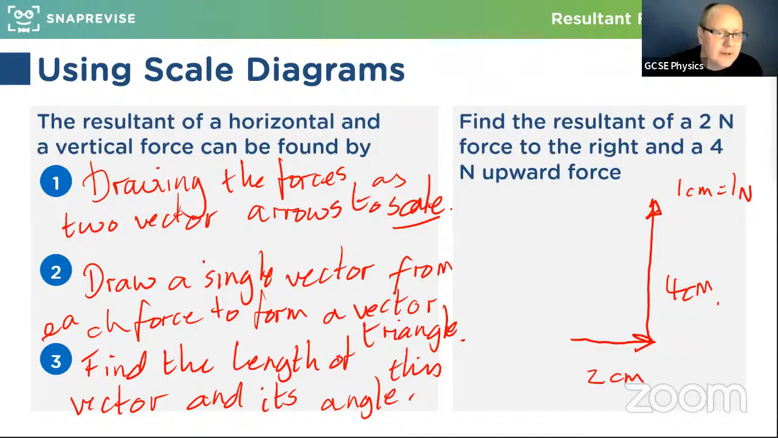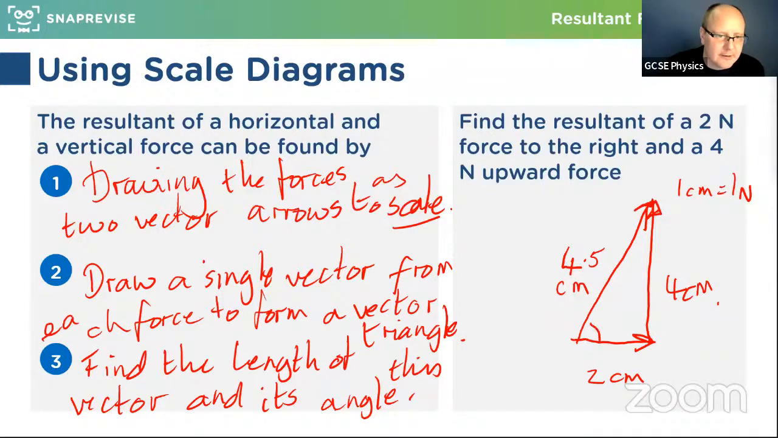And then we can join up the tail of one force vector to the tip of the other. So if I start to draw from there and meet my 4 centimeter line there. Now, the length of that line we can then measure. So if we measure that, we find that will be 4.5 centimeters. So doing it all to scale and being very accurate with these drawings. The key is to be nice and accurate. Always take a sharp pencil in the exam and make sure you draw these nice and clearly.